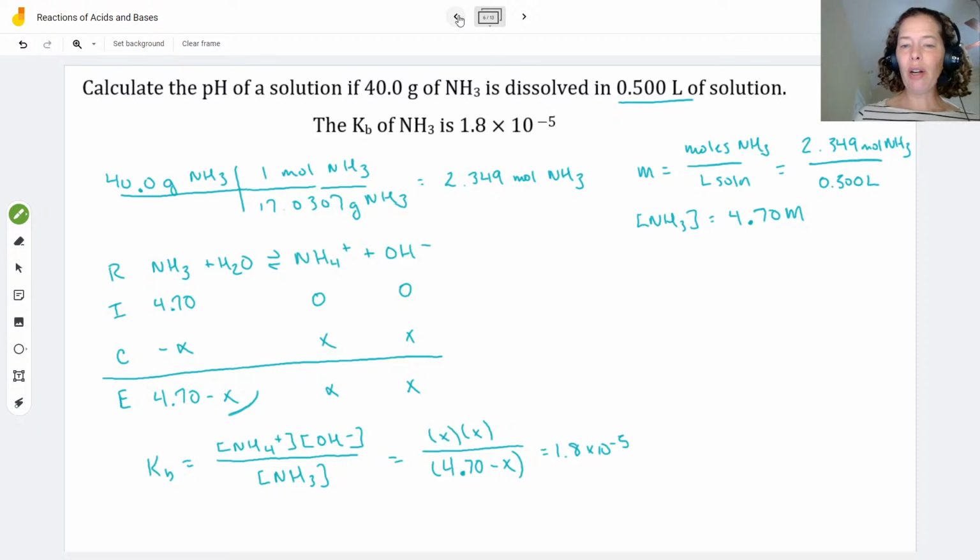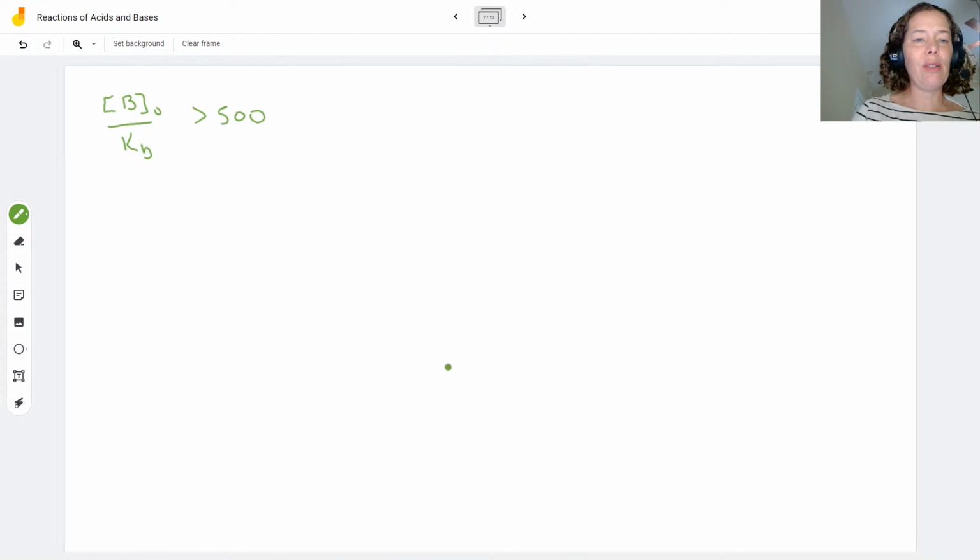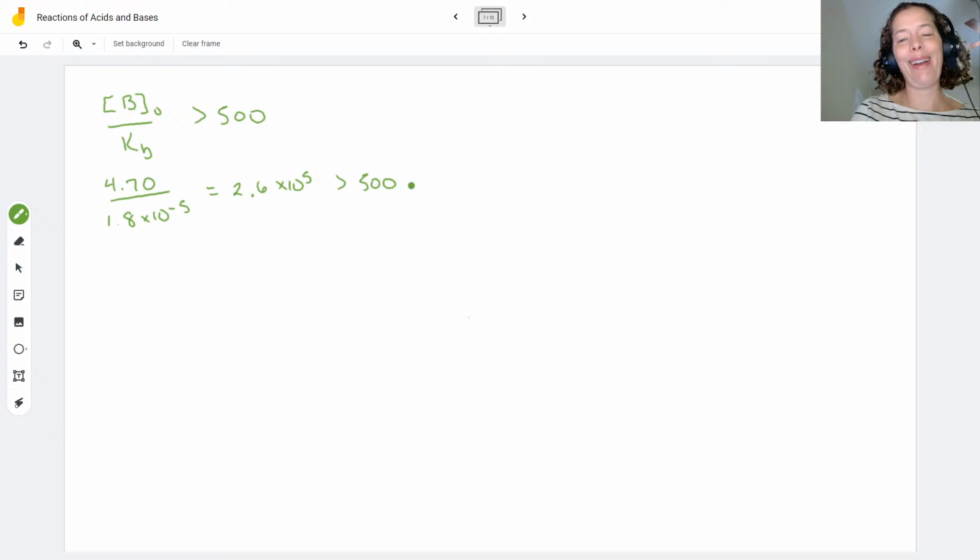So for our specific problem, our initial concentration of base, which is our initial concentration of ammonia, is 4.7, and our Kb is 1.8 times 10 to the negative fifth. So I'm just going to plug that in: 4.7 over 1.8 times 10 to the negative fifth. I pop that in my calculator and I get 2.6 times 10 to the fifth. That is definitely greater than 500. Because that number is so much greater than 500, I'm feeling really good about this assumption.